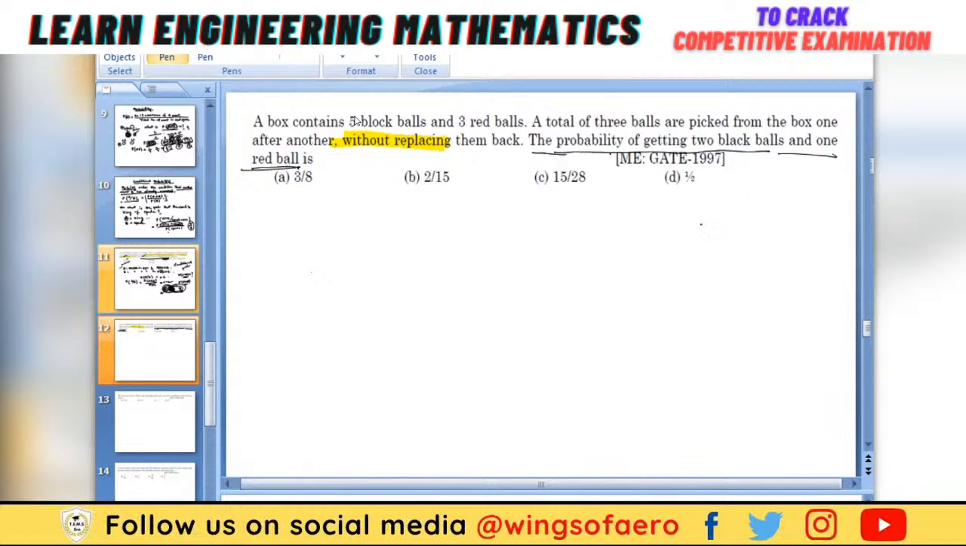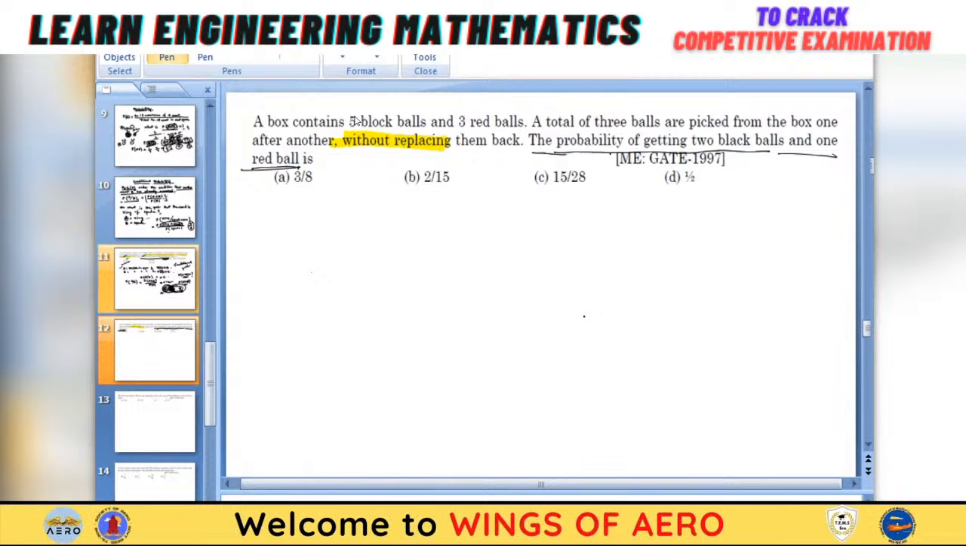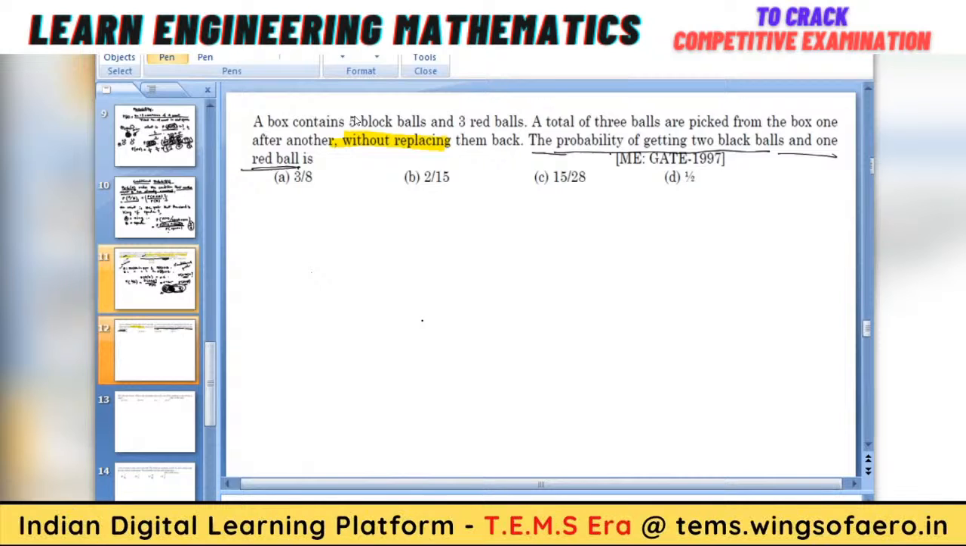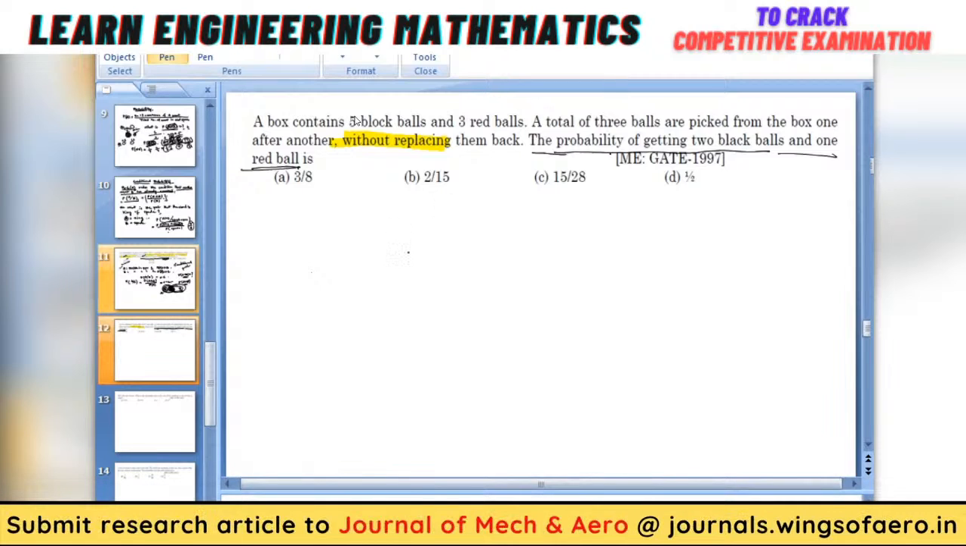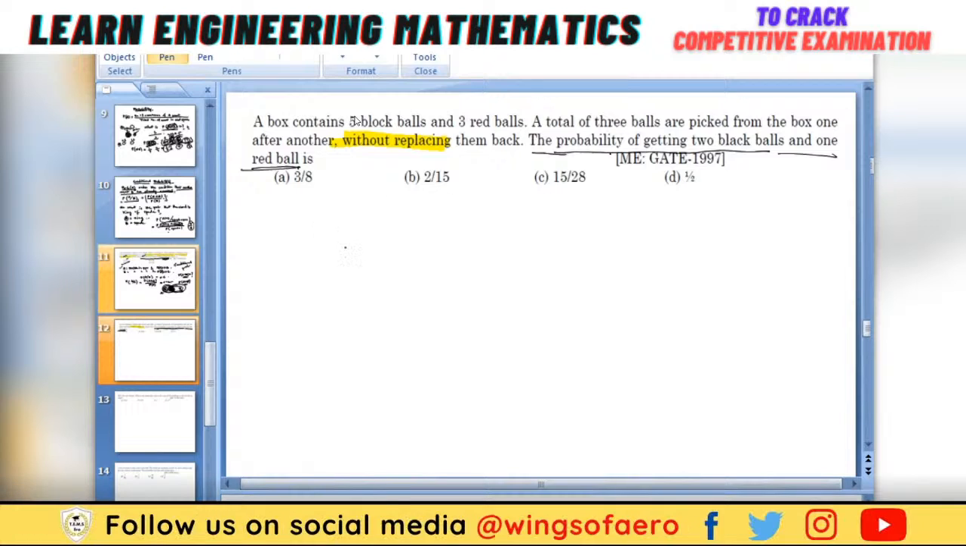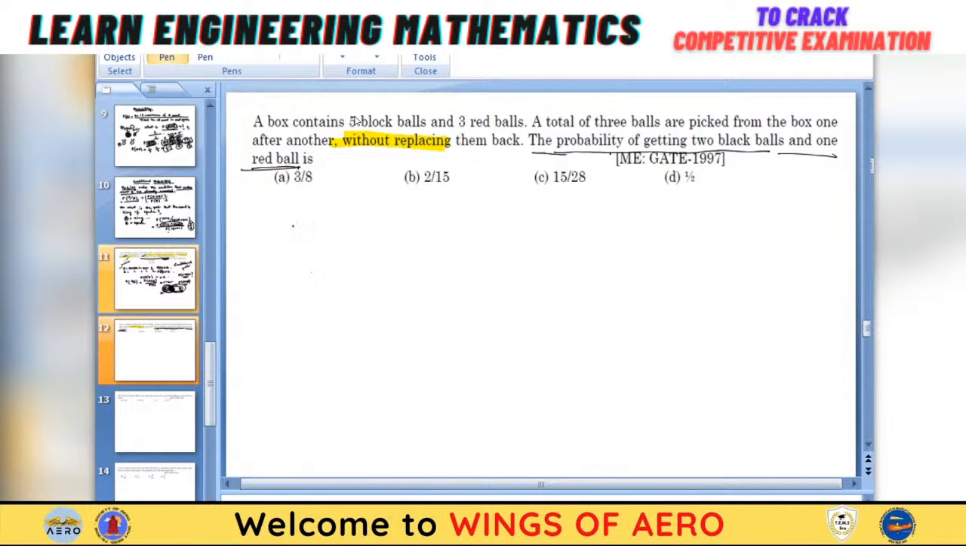So two black balls and one red ball can be found in how many ways? If three balls are taken out from the box, then what are the possibilities? That is, how many ways for two black and one red? 8. No, 8 is the total number of balls, not that. Okay, look at this. 3. Yes, 3 ways are there. Exactly, 3 ways.